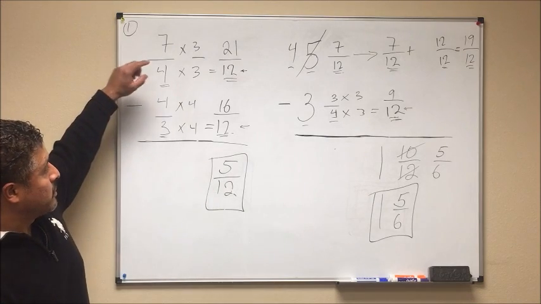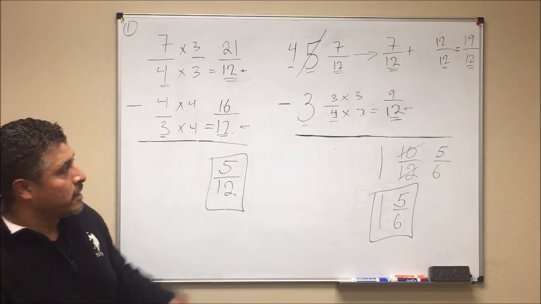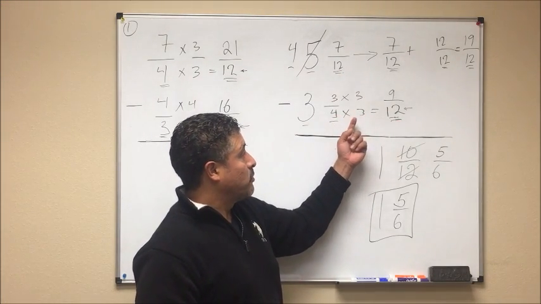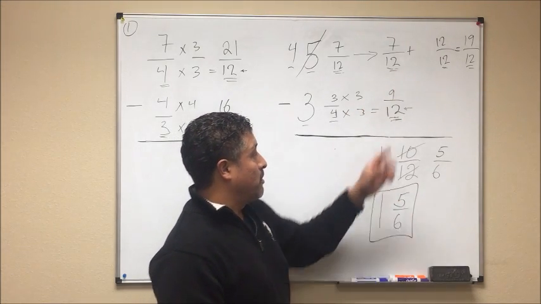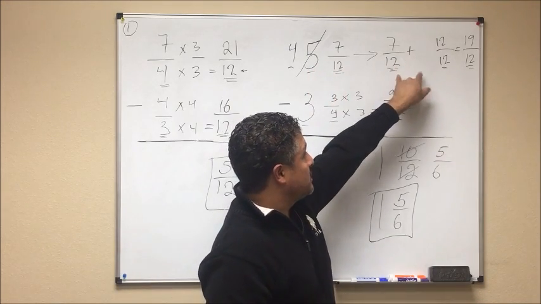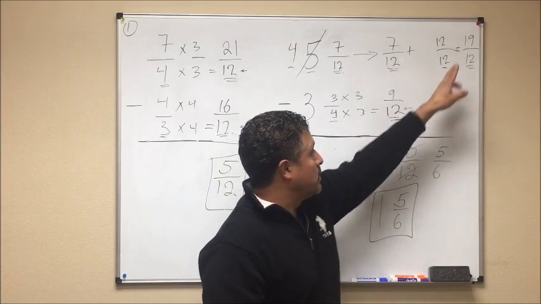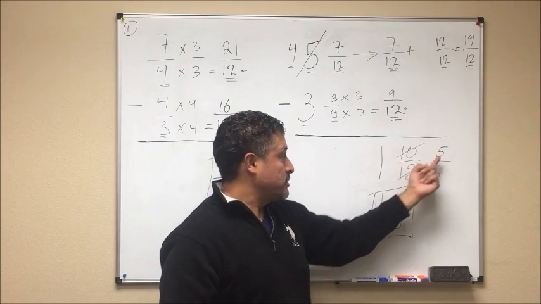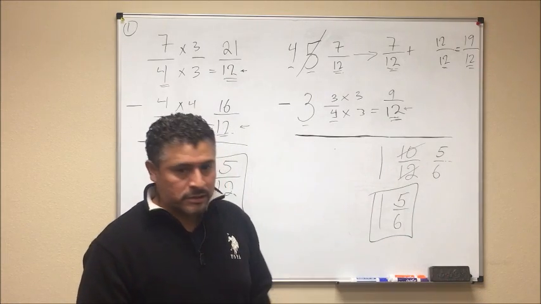You have to make sure that the denominator matches in order for you to add or subtract. Same thing over here. They didn't match, but we looked for the lowest common factor, and it was 12. 12 matches. So then we borrowed 1 from this guy, we added it to this guy to make it bigger than this one so we can perform the operation. 19 minus 9 becomes 10/12. You reduce the fraction and it becomes 1 and 5/6, which is this.